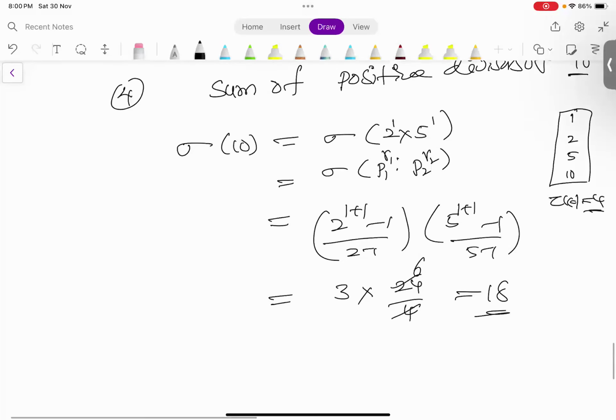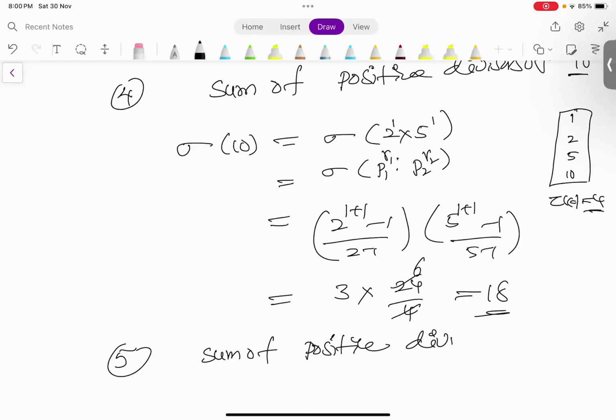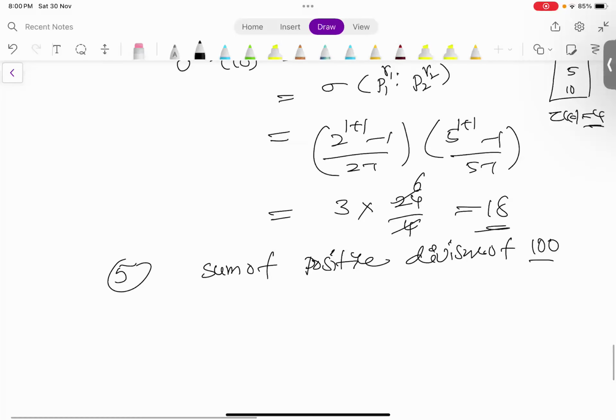Sigma, this is the final last question. Sum of positive divisors of 100. Let us talk about 100. 100 can be written as 10 square. This is 2 power 2, 5 power 2. So sigma 100 is equal to, what will the answer be?